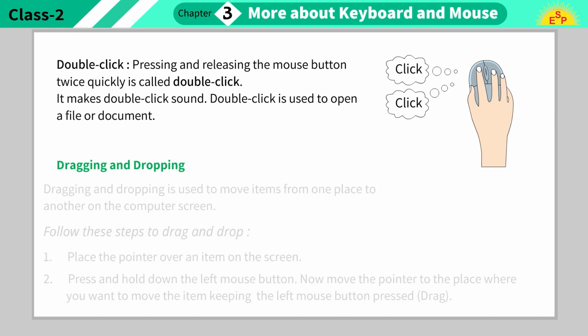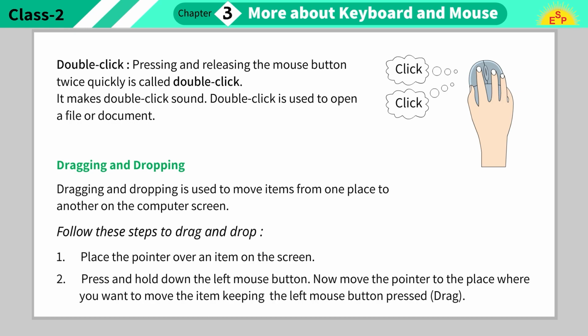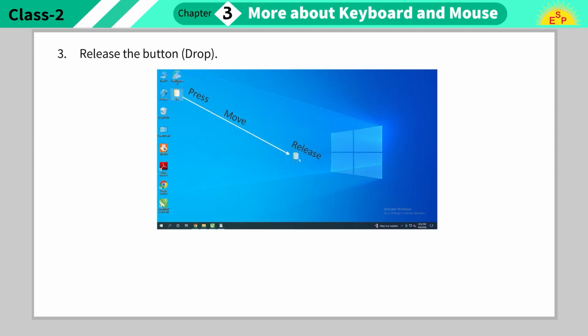Dragging and dropping. Dragging and dropping is used to move items from one place to another on the computer screen. Follow these steps to drag and drop. Step 1. Place the pointer over an item on the screen. Step 2. Press and hold down the left mouse button. Now move the pointer to the place where you want to move the item, keeping the left mouse button pressed. Drag. Step 3. Release the button. Drop.